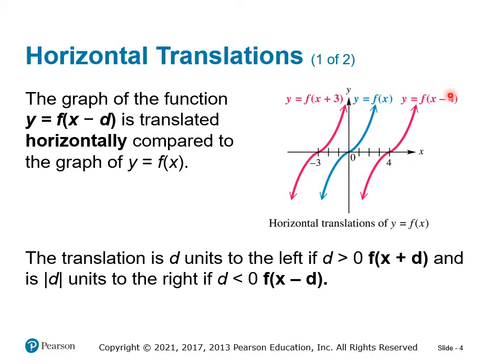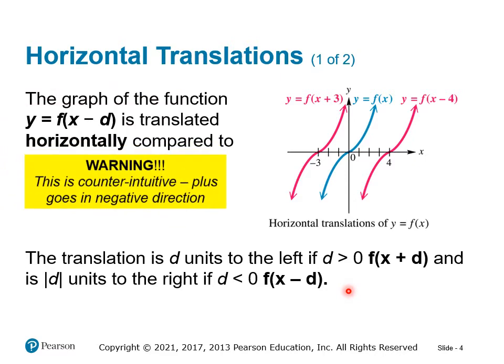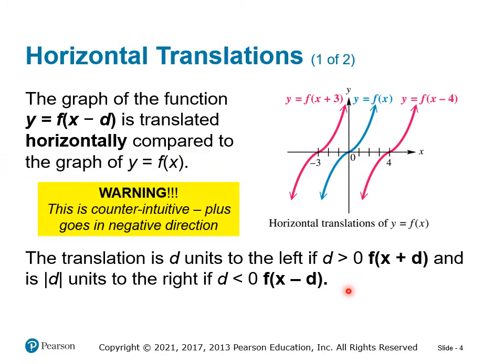So we can say that the translation is d units to the left if d is greater than 0, f of x plus d, or it's d units to the right in the positive direction if d is less than 0, or you have a function f of x minus d. Okay? Be really careful here. This is counterintuitive. Plus goes in the negative direction, etc.